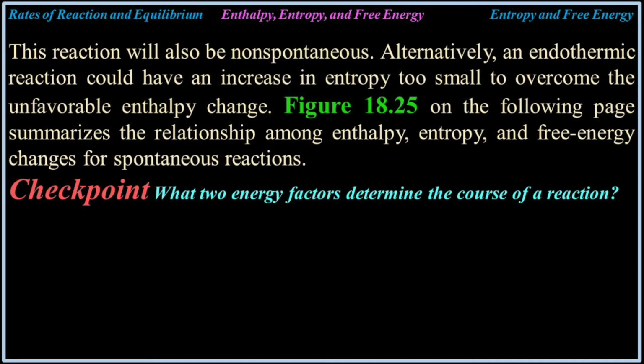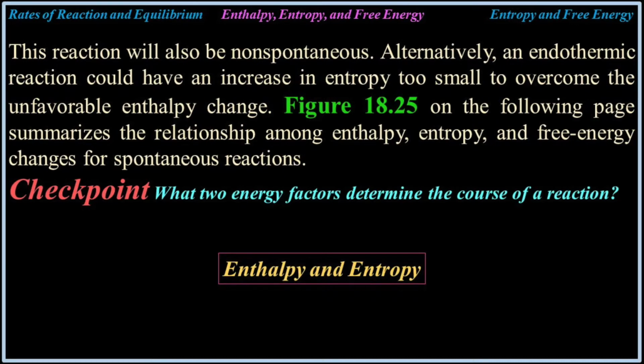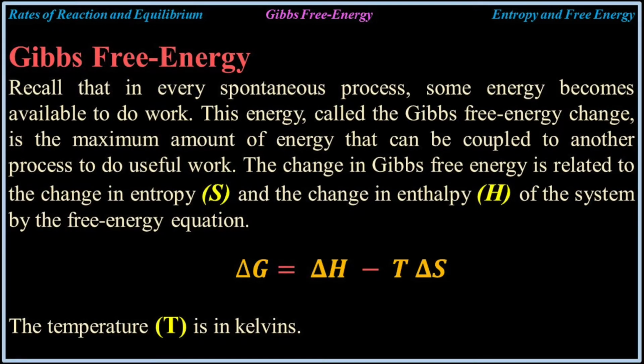What two energy factors determine the course of a reaction? Enthalpy and entropy. Gibbs free energy. Recall that in every spontaneous process, some energy becomes available to do work. This energy, called the Gibbs free energy change, is the maximum amount of energy that can be coupled to another process to do useful work.